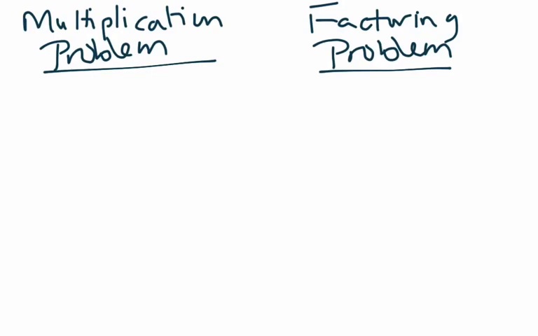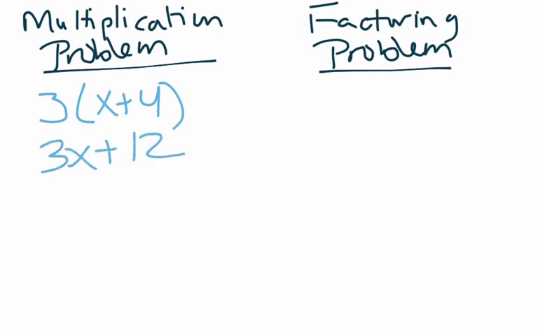So our problem is going to look like this: 3 times x plus 4. And you should recognize that as being multiplication. That's distribution, and distribution is just a specific kind of multiplication. Distribution is multiplication over addition or subtraction. And when we say over, we mean through the parentheses. So we multiply the 3 times the x and the 3 times the 4, and we get 3x plus 12. And we would call that distribution, but it's multiplication.